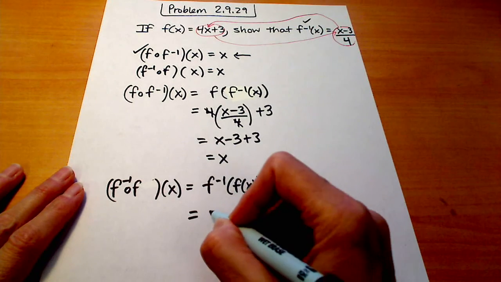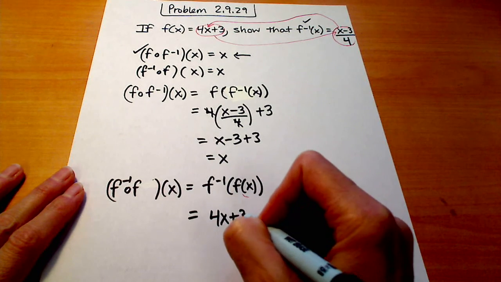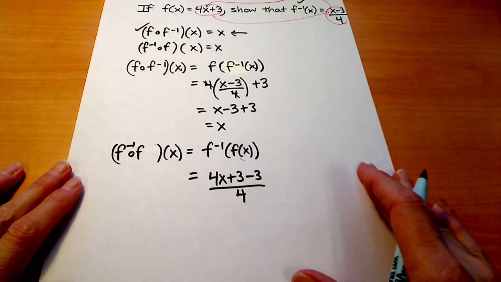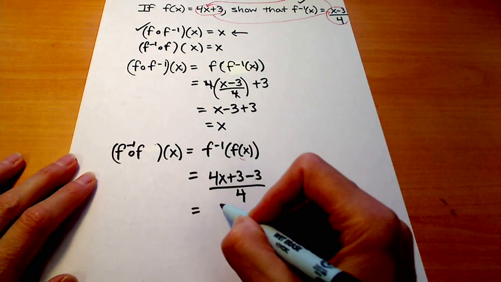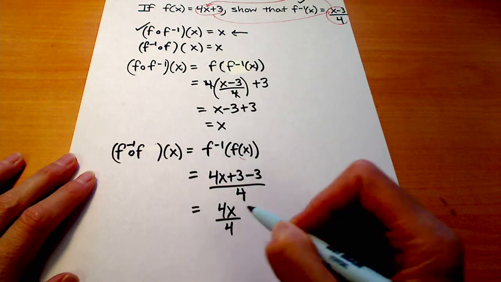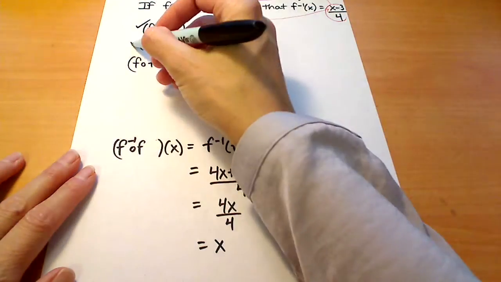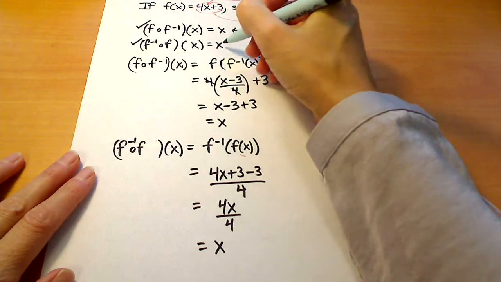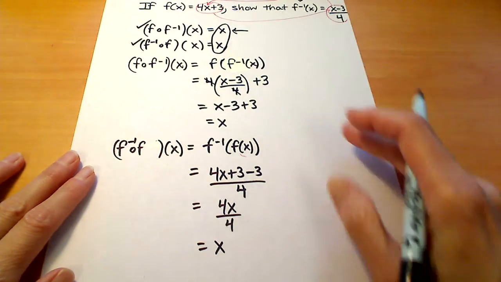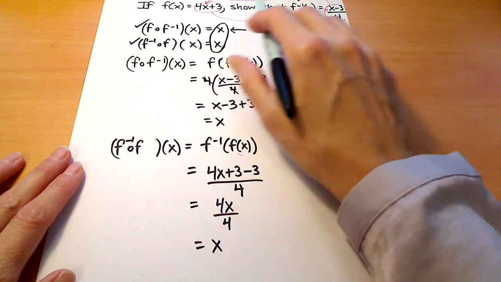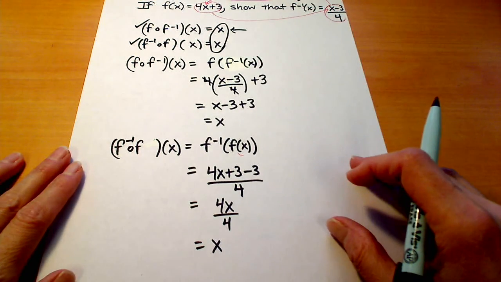So this would look like 4x plus 3 minus 3 over 4. And then simplifying that, we end up with 4x over 4, which reduces to be x. So this one also checks, and the fact that both of these have been equivalent to x means that we have verified that these actually are indeed inverses.